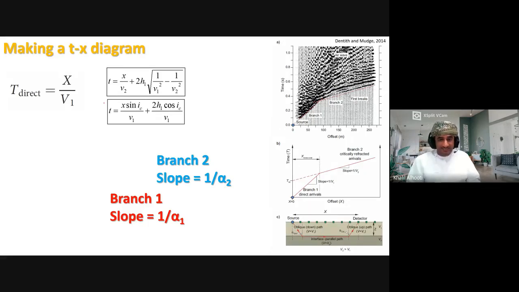So if I need hard ground, solid ground, a tough rock to make my foundations on, I need to build on some rock which has velocity above 2,500, or even above 3,000 meters per second.